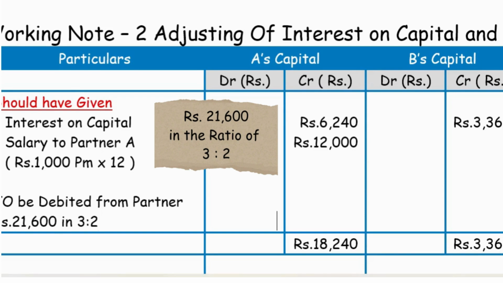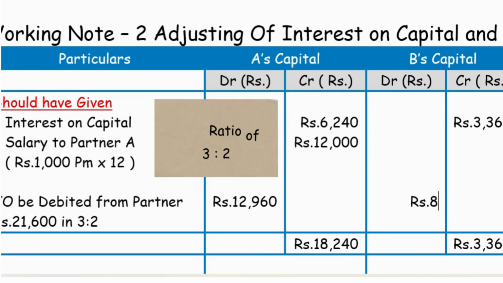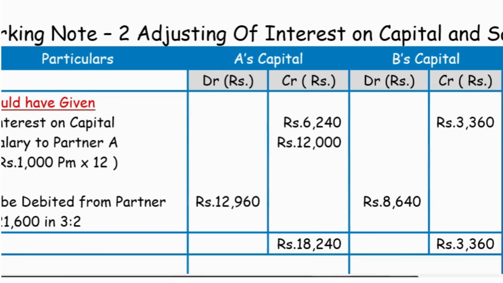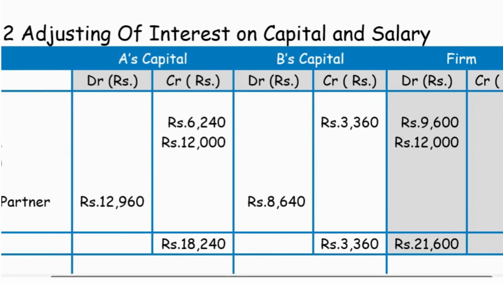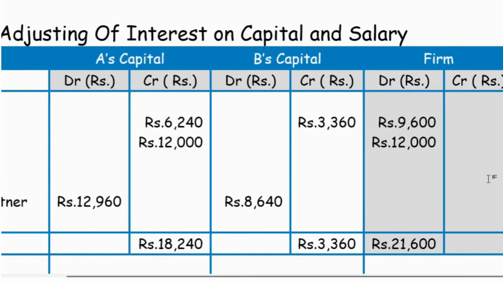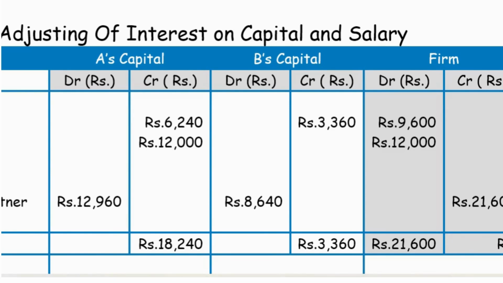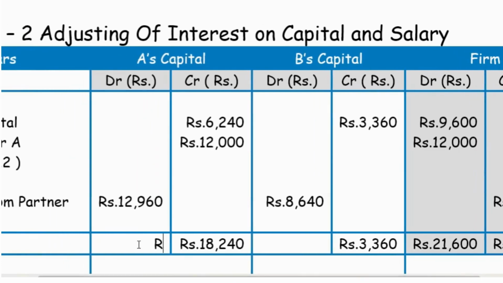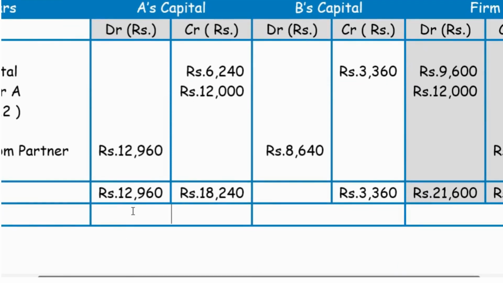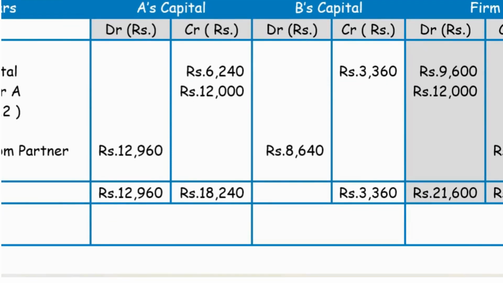When you divide, for partner A it will be rupees 12,960, and for partner B it will be rupees 8,640. If they are to give to the firm, it will be a credit for the firm. If the individual partner's capital account is debited, it is a credit for the firm. That is 21,600, so the firm gets an equal debit and credit. Now partner A is to give back 12,960 to the firm, and he has to get 18,240.